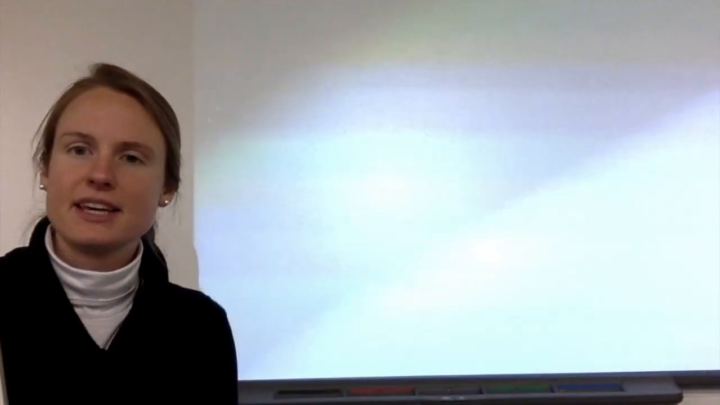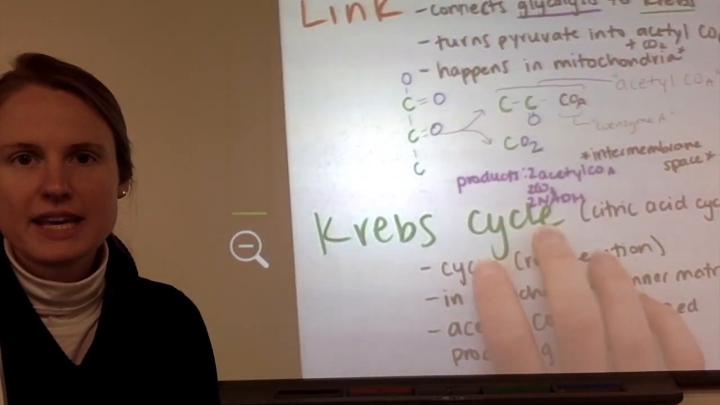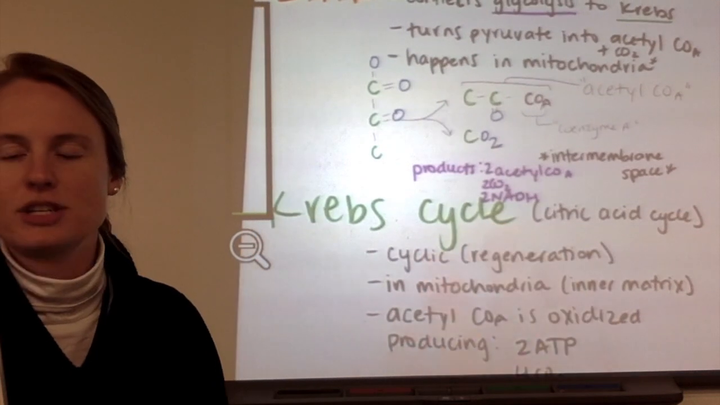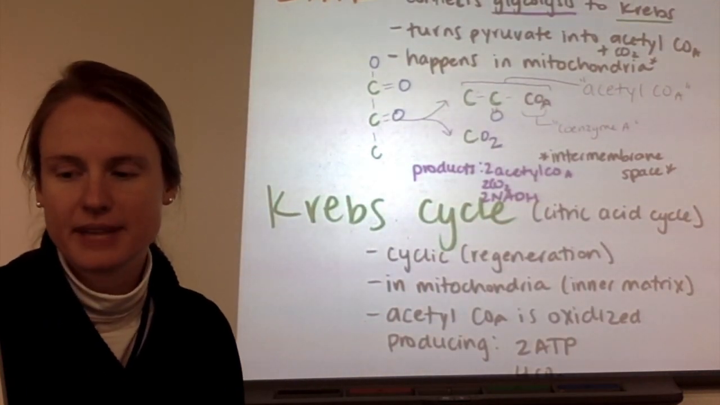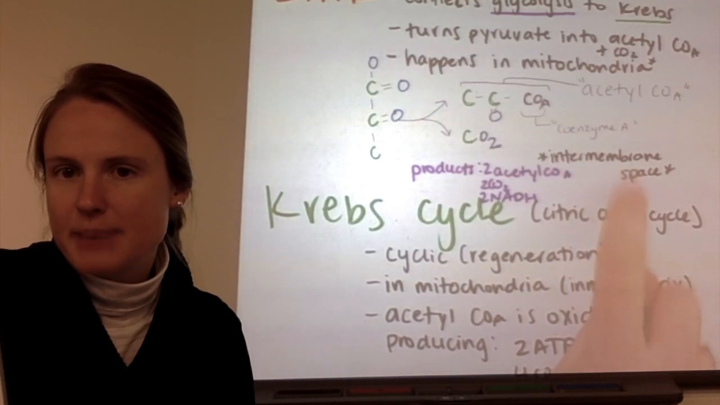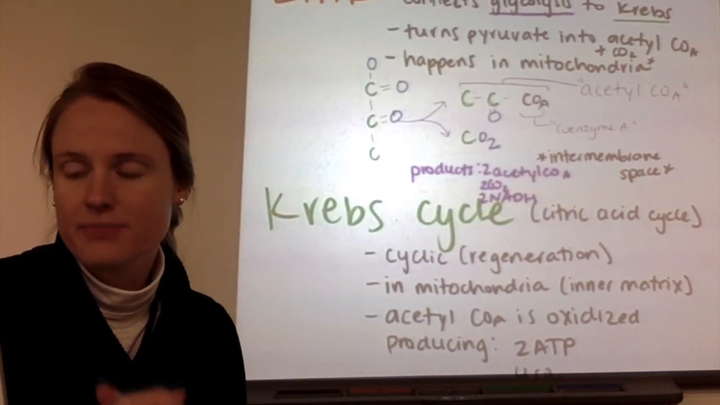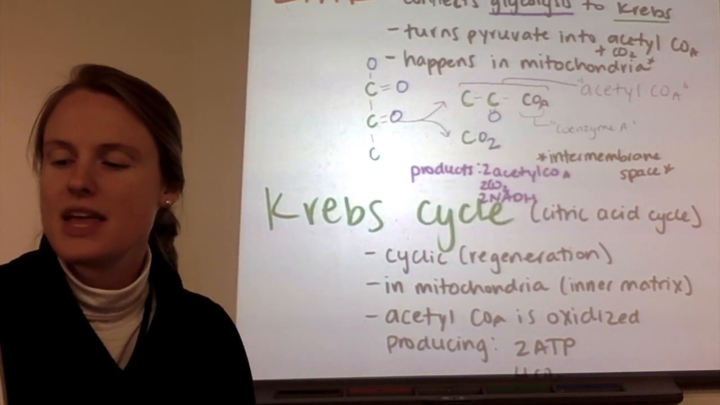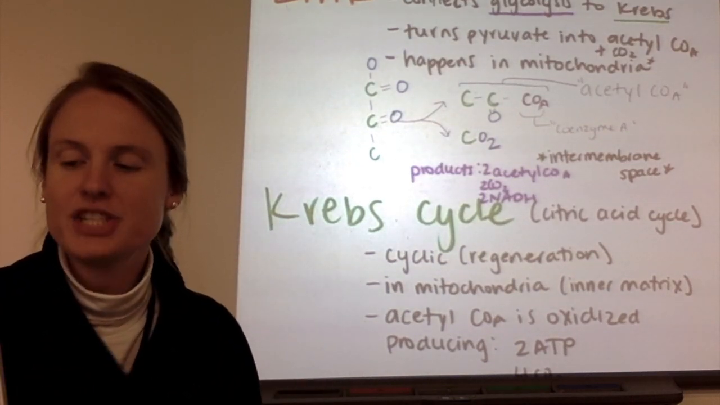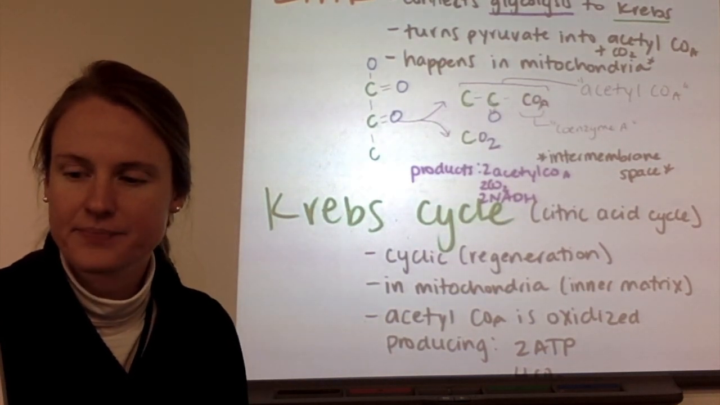Next up is the link reaction. So the link reaction is a link or a connection between glycolysis and the Krebs cycle. It occurs in the intermembrane space between the outer membrane and the inner membrane in the mitochondria. So we're in the mitochondria now. It turns pyruvate into acetyl-CoA and carbon dioxide.